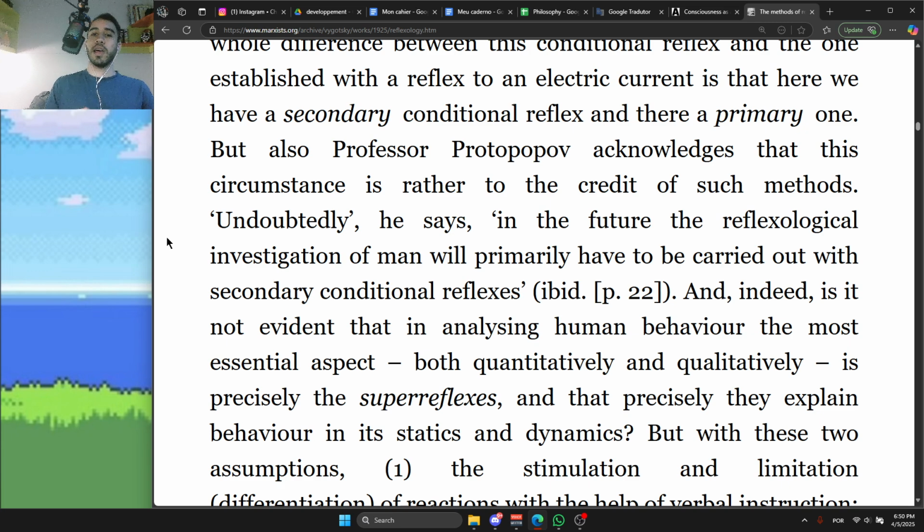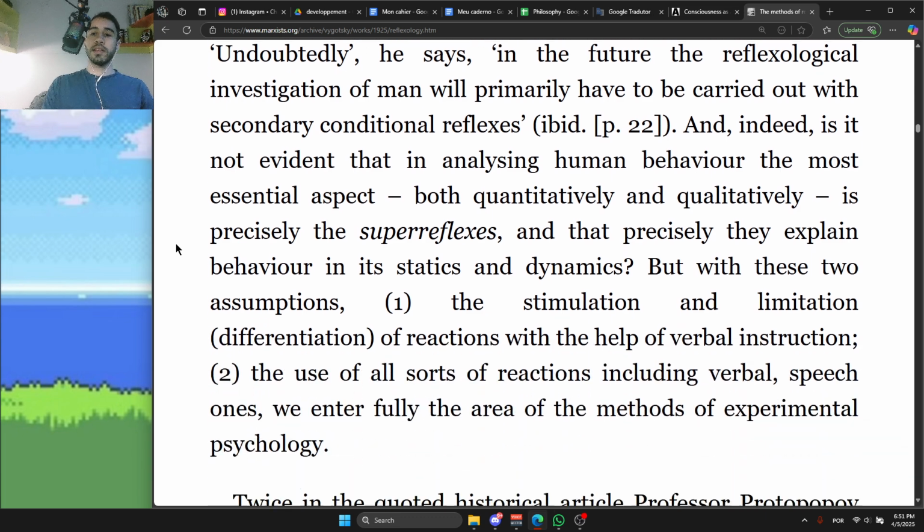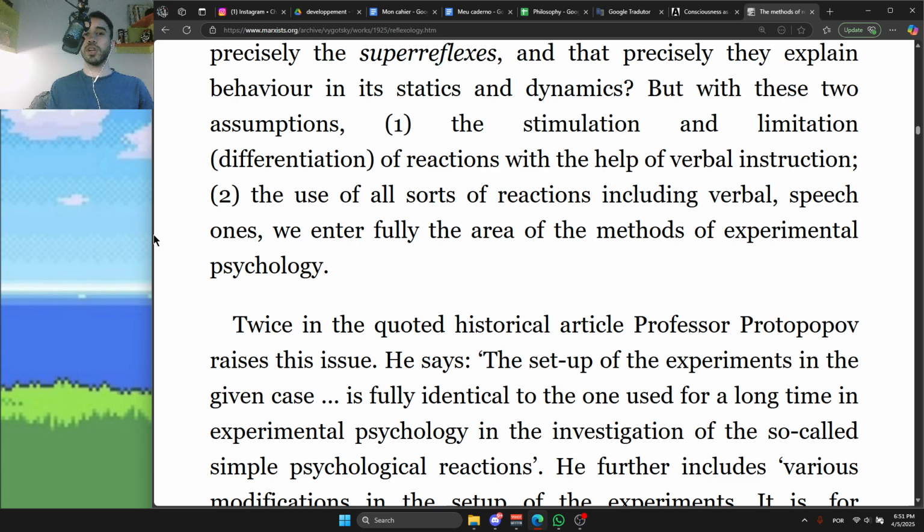Undoubtedly, he says, in the future, the reflexological investigation of men will primarily have to be carried out with secondary conditional reflexes. And, indeed, is it not evident that in analyzing human behavior, the most essential aspect, both quantitatively and qualitatively, is precisely the superreflexes, and that precisely they explain behavior in its statics and dynamics. But with these two assumptions: the stimulation and limitation, differentiation, of reactions with the help of verbal instruction.